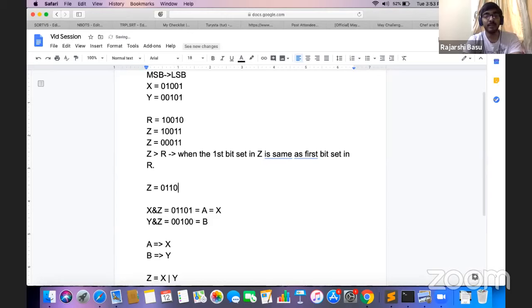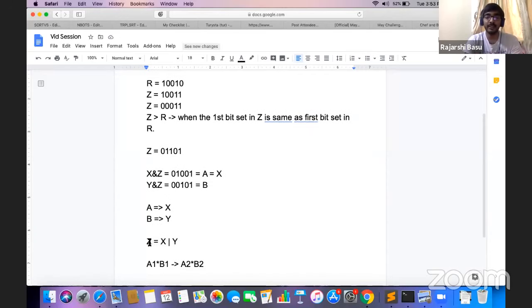So for our example, the Z will be like this and X will be just this, right? And Y will be this. So every bit that is also set in Y is also set in Z because we defined Z as that. Every bit that is set in either X or Y, we put in Z.